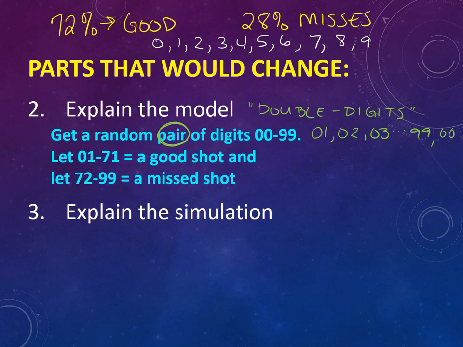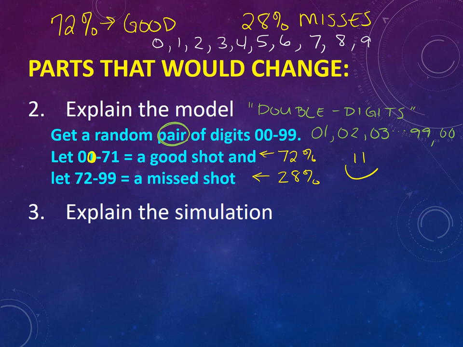Just make sure that when you define this, hopefully you see there's actually a mistake on the next line, that your percents match up with everything that's possible. The mistake here says 0, 1 through 71 is a good shot. That's a mistake because that says 71%. And 72 to 99, well, that says 28%. That does not add up to 100. So we need to change something so that it adds up to 100 and reflects the percents that I want. So what I need to do is change that to a 0. Now that represents 72% of the total outcomes. That represents 28, we are good to go.